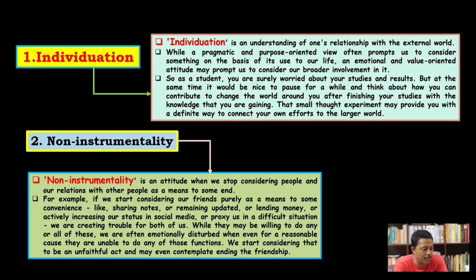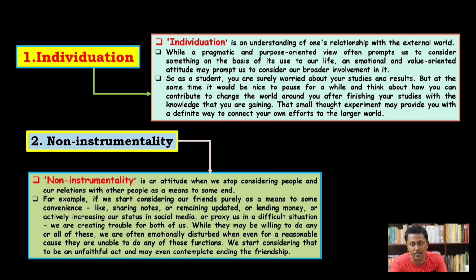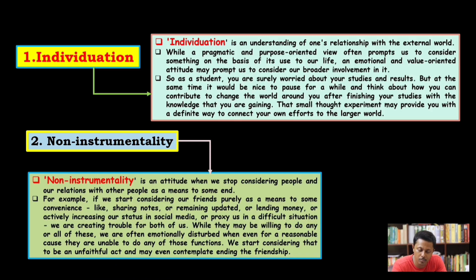And exactly why? While they may be willing to do any or all of these, we are often emotionally disturbed when, even for a reasonable cause, they are unable to do any of these functions. We start considering that to be an unfaithful act and may even contemplate ending the friendship. What happens when you are relying on your friend to give you a proxy in a classroom? One day, if she or he does not do that, you start considering that an unfaithful act.